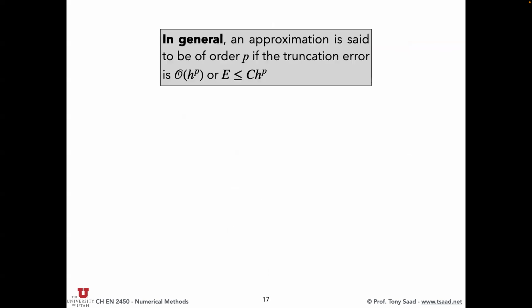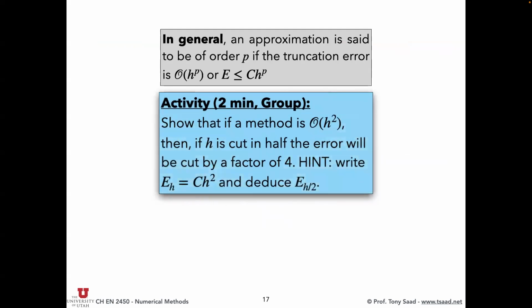In general, an approximation is said to be of order of accuracy p, or of order p, if its truncation error is order h to the p, or in other words, your error is constant times h to the power p. Okay, so now I ask you this question.